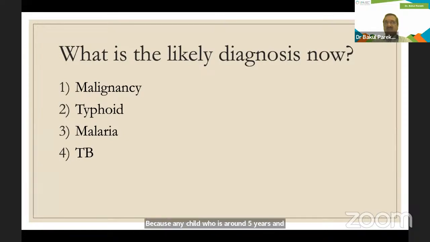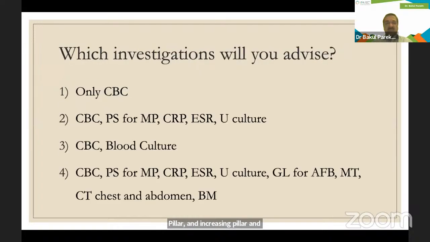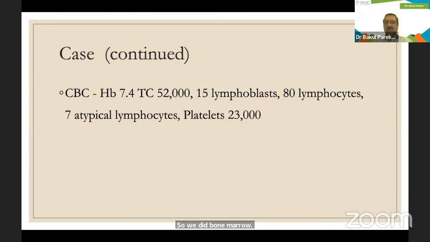So for us, malignancy came first, because any child who is around 5 years and above, you will get severe musculoskeletal problem, backache, or maybe pallor and increasing pallor and fatigue. So we did bone marrow and all the routine investigations, and bone marrow showed 15 lymphoblasts and 80 lymphocytes. X-ray showed a wide mediastinum.